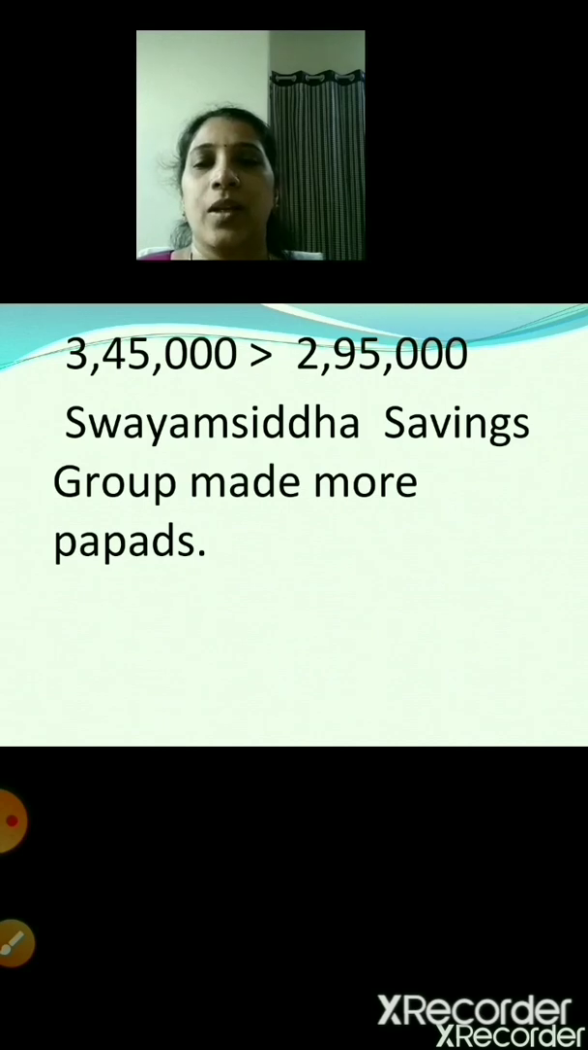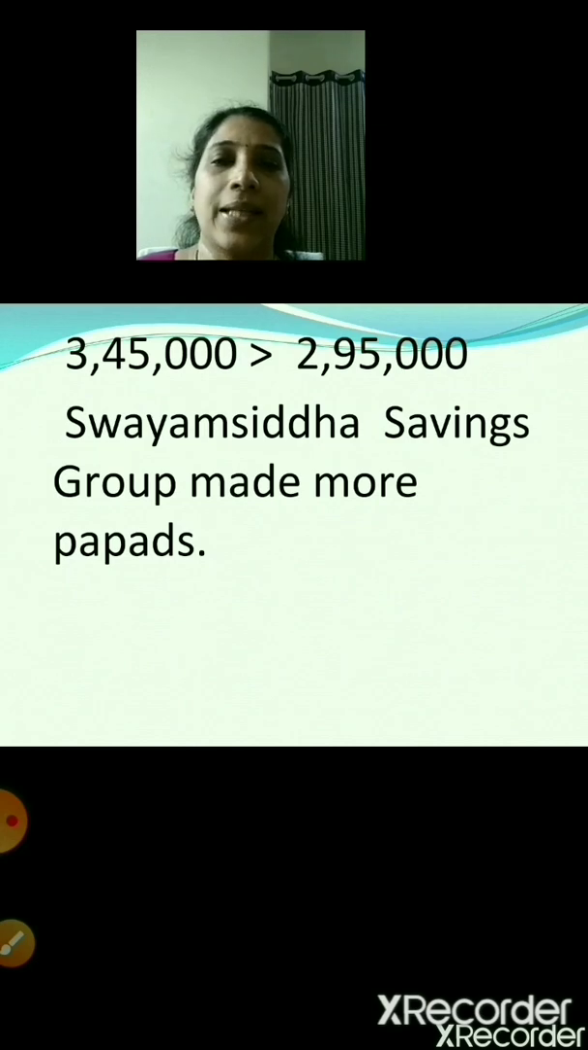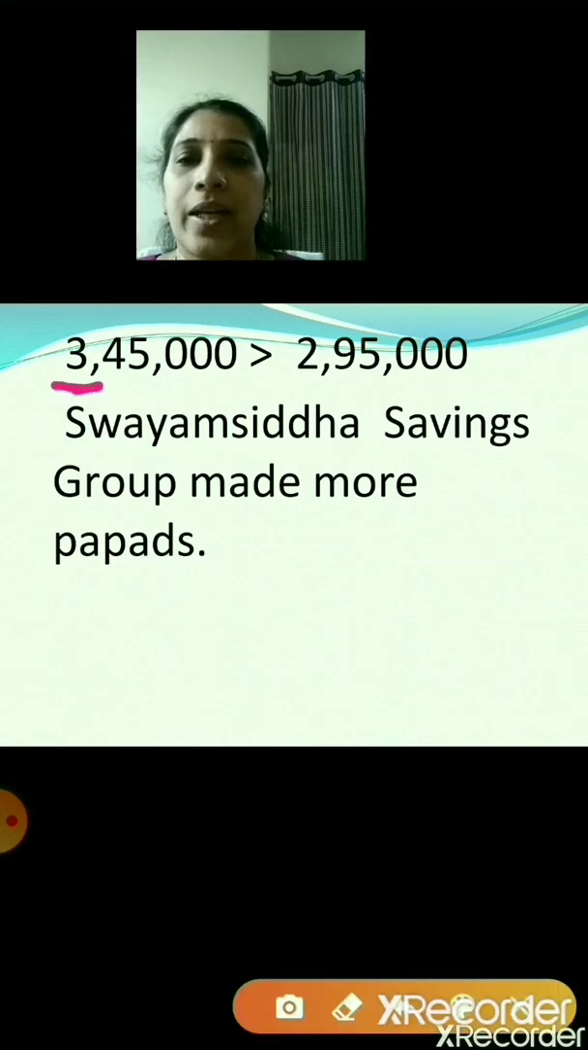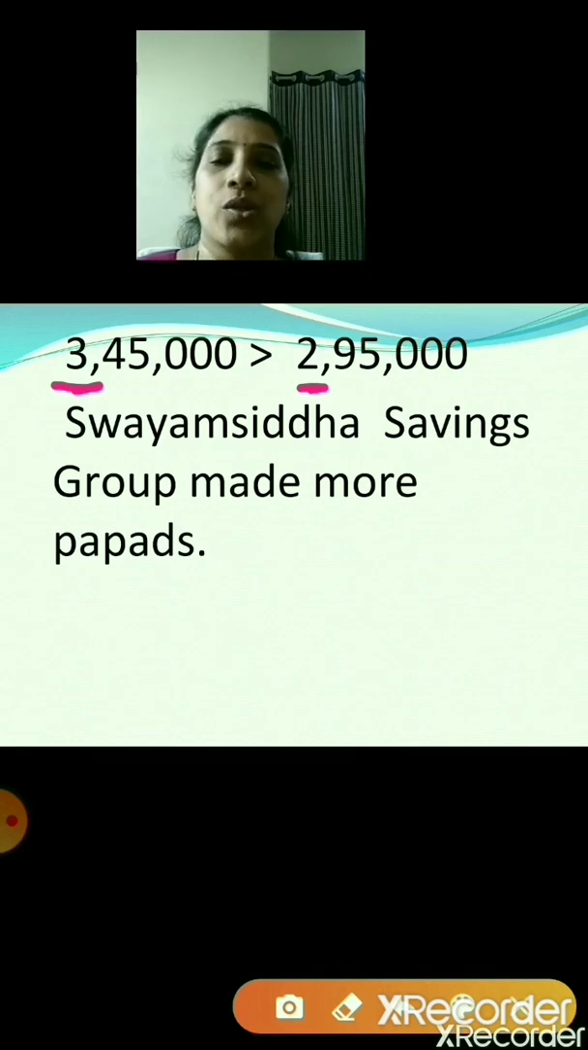Now we'll see. You will see the 2 numbers we have written, 3,45,000 and the next number as 2,95,000. So both the sides you can see, children, it is a 6-digit number. So you will start the comparison. First digit is 3, whereas here the first digit is 2. So 3 is greater than 2. So that's the reason 3,45,000 is greater than 2,95,000. So Swayam Siddha Savings Group made more papads.